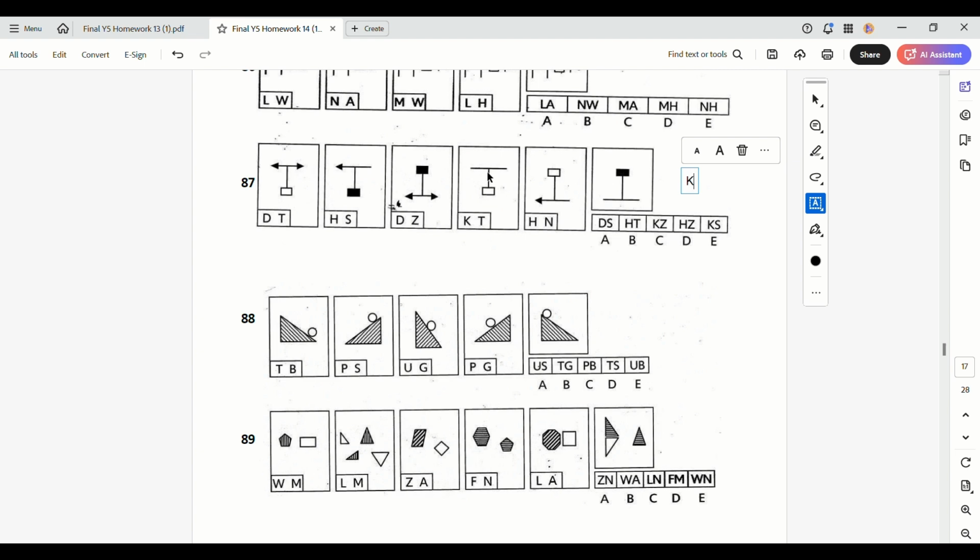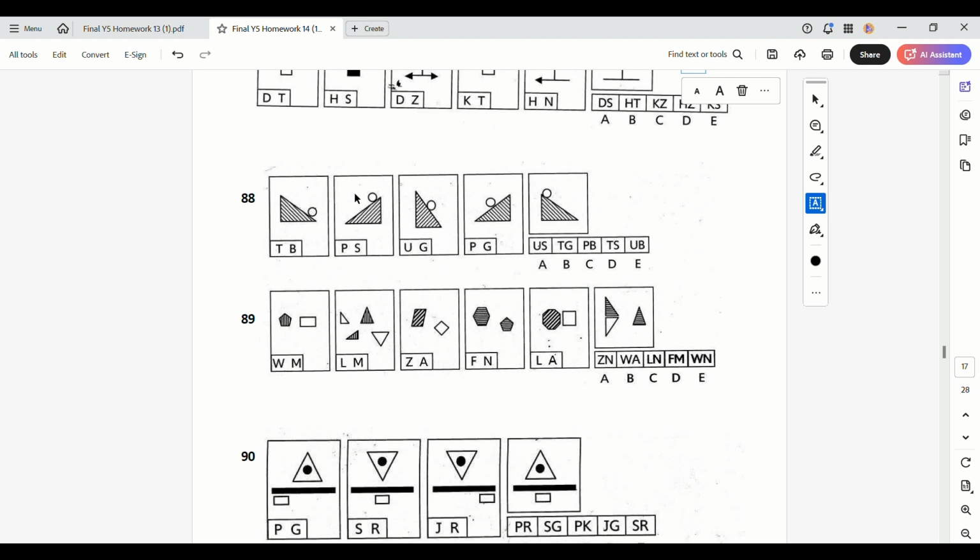So rectangle white and line up. S would mean rectangle black, line up. Z would mean rectangle black, line down. And then N would mean rectangle white, line down. Okay, so you can see loads of different variations there. So which one does this match? This matches Z, where it's a black rectangle with a line going down. So I'd say KZ, which is option C.